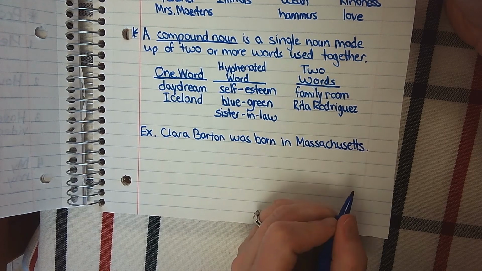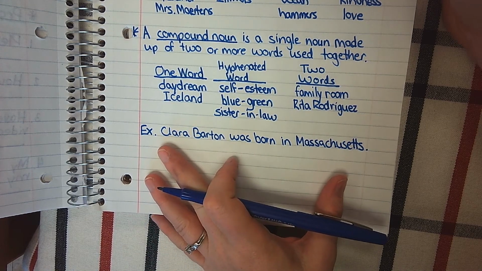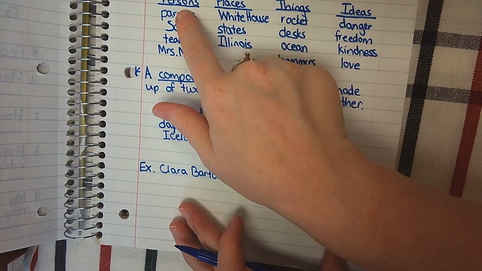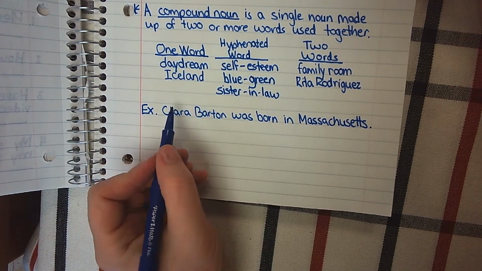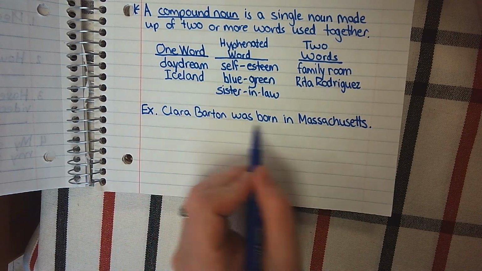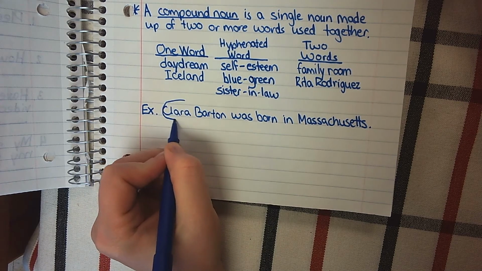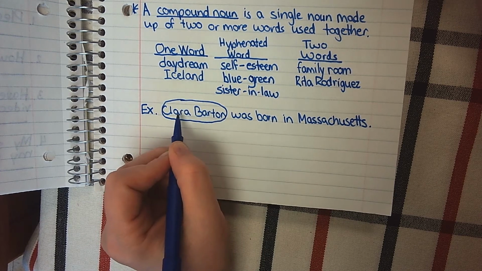Period. Okay, so if I have to identify the nouns within a sentence, I have to ask myself the different subparts of it. Subparts would be, is it a person, a place, a thing, or an idea? So do we see any people in this sentence? Yes, we do. We see Clara Barton. So we're going to circle Clara Barton, and I'm including her first and her last name because that is a compound noun, right? Two words.